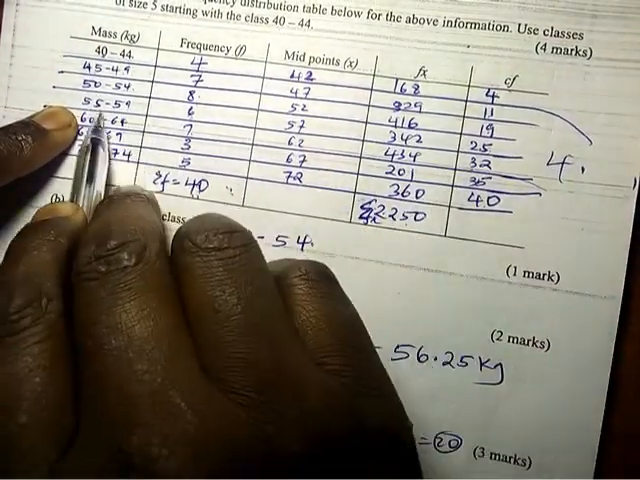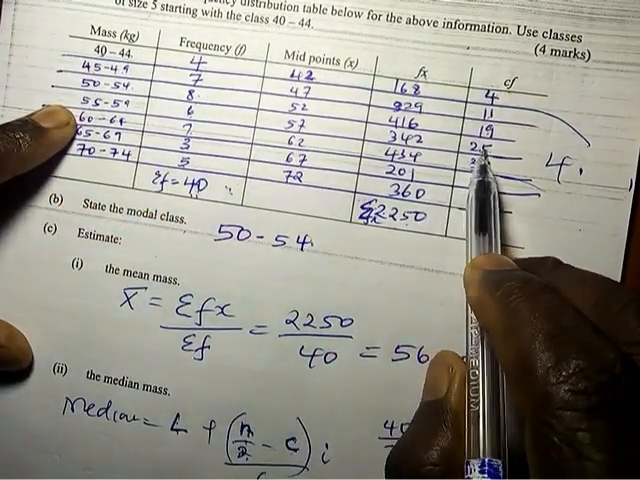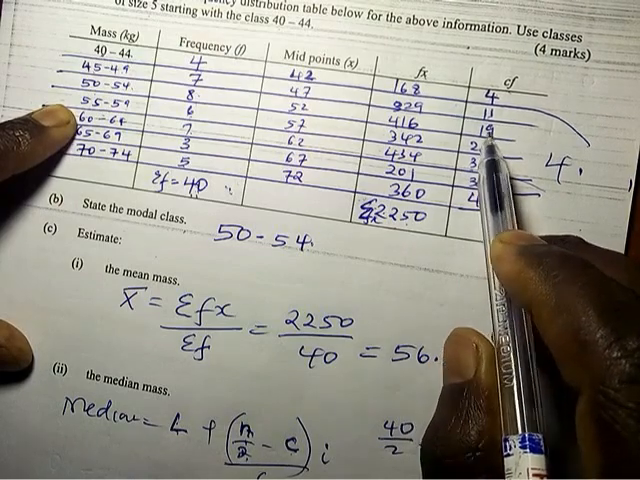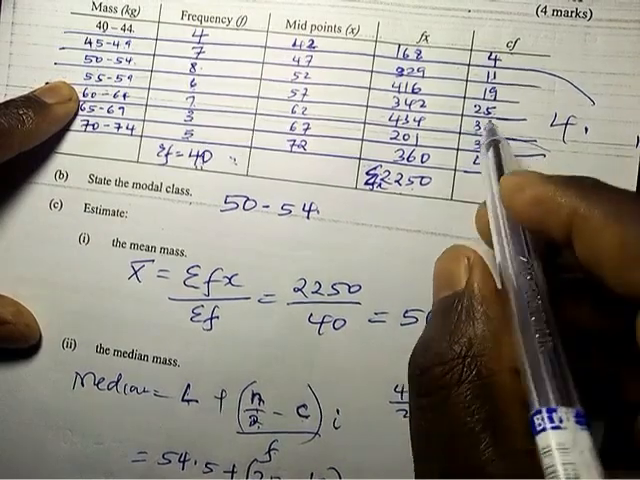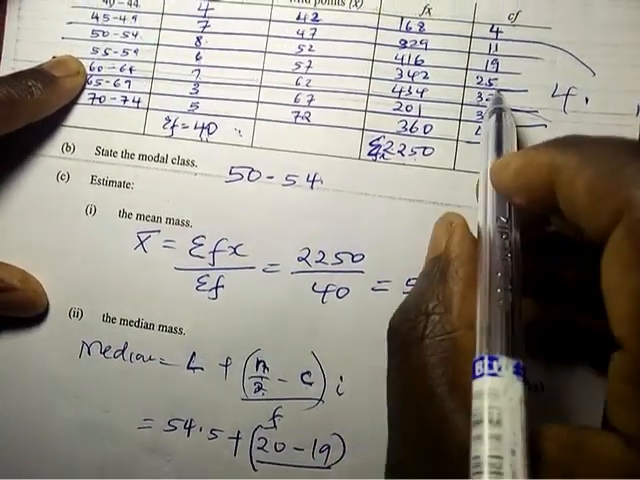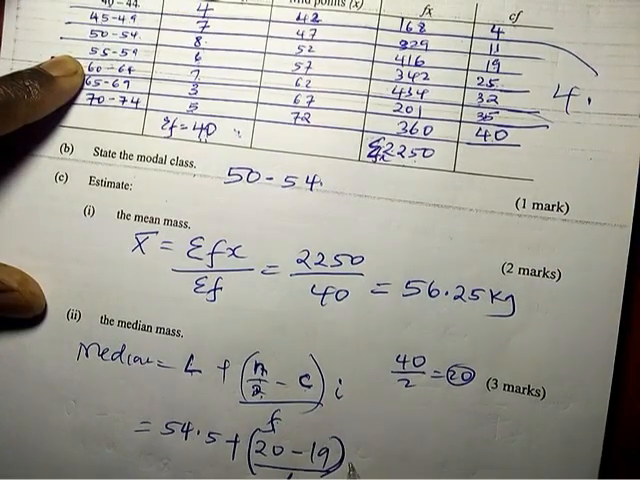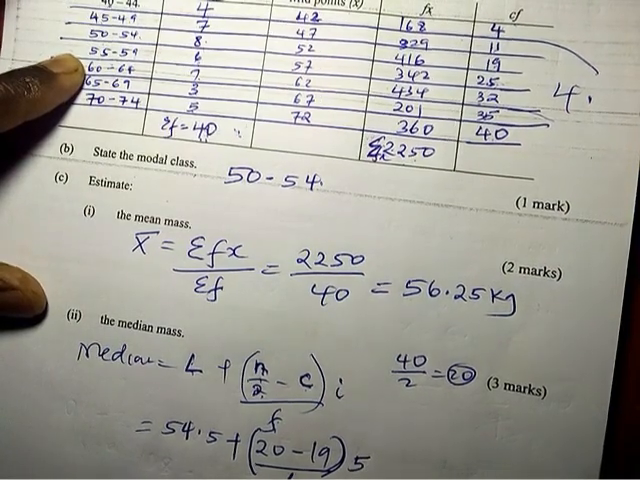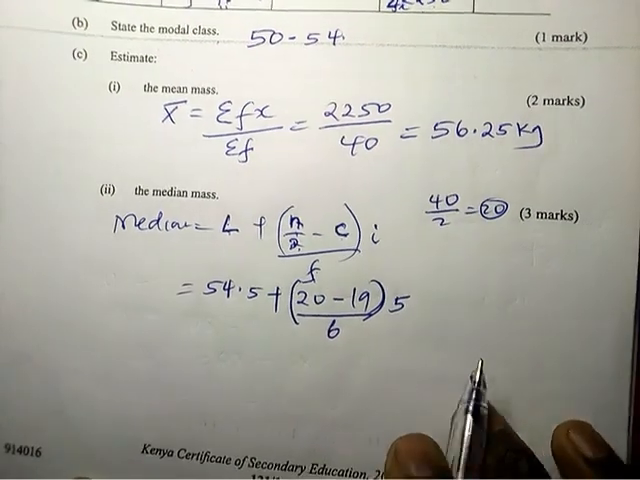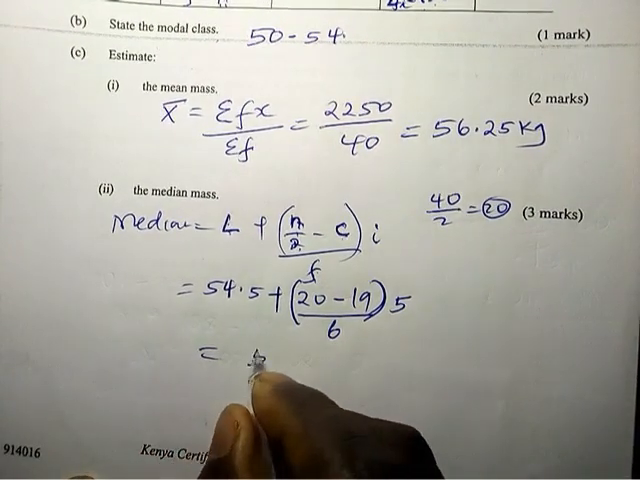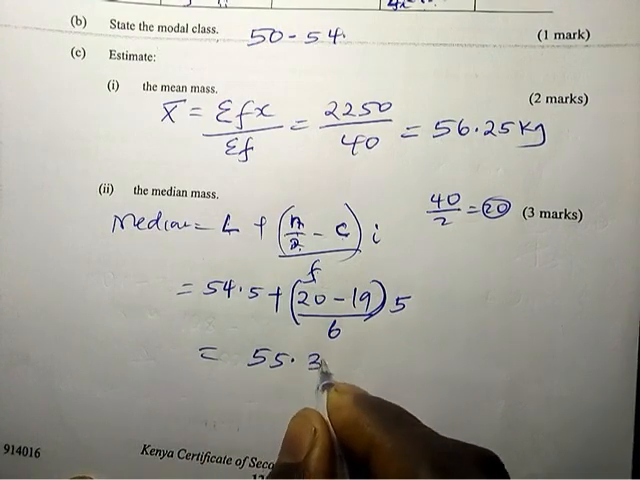So here our class is 25. So the cumulative frequency above this class is 19. So that is 19 divided by the frequency in that class, which is 6, and then times the class interval, which is 5. So this one will give you 55.33 kg.